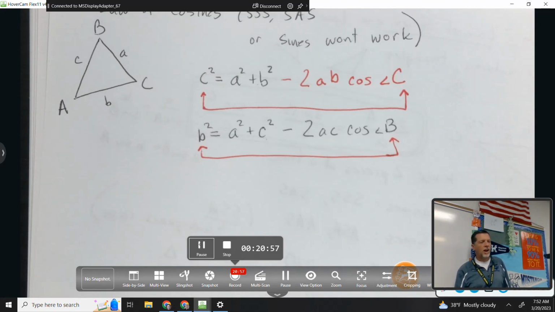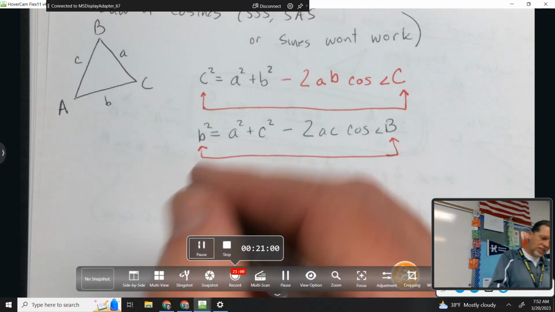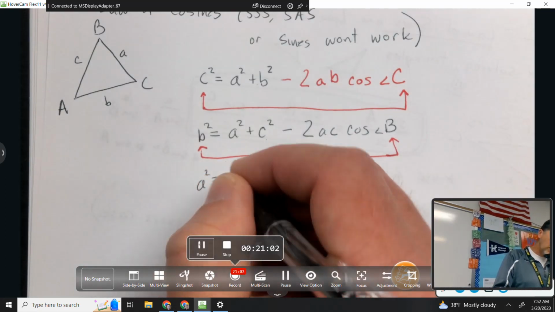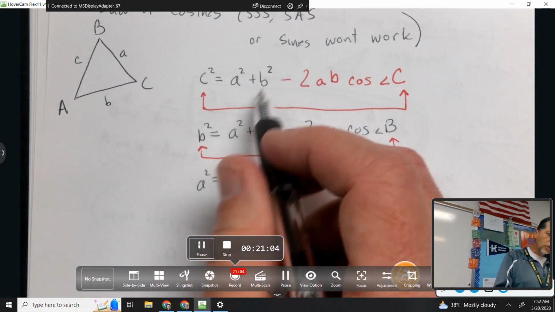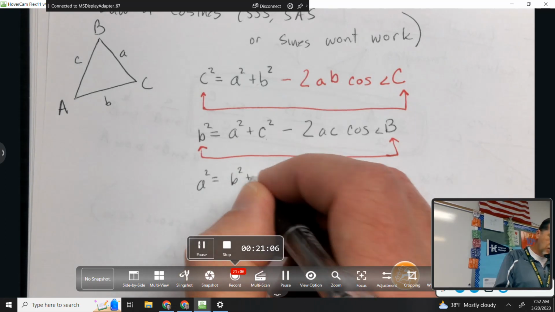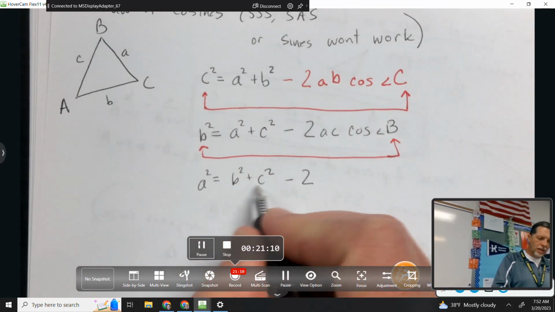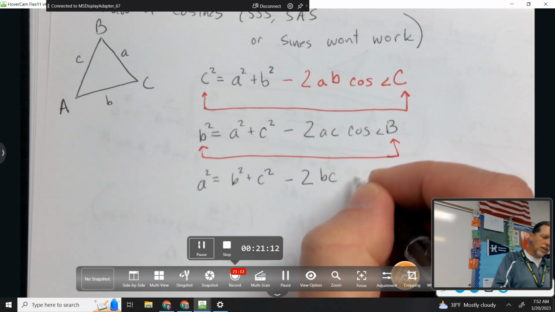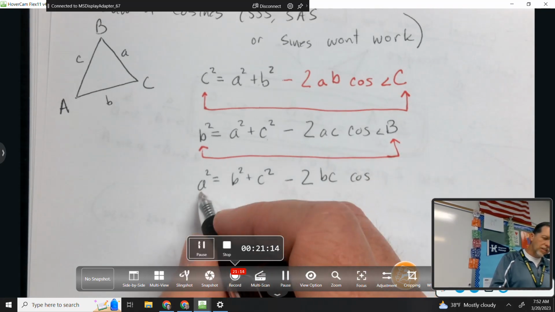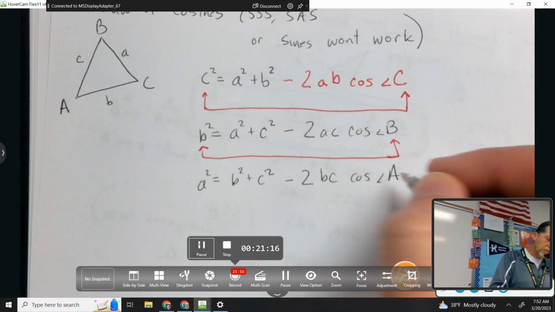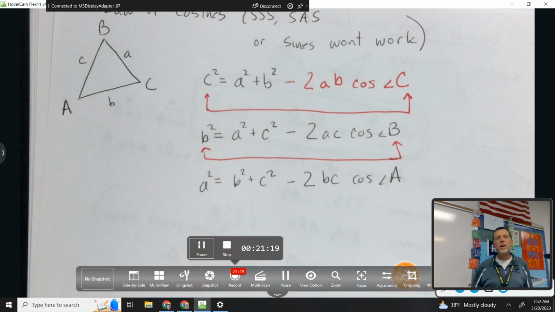And then there's one more formulation. a squared equals the other two sides, b squared plus c squared, minus 2, those two sides, b and c, cosine of the angle across from a. So law of cosines is kind of 3 equations, but it's kind of just one. Just be very careful about who's a, b, and c.